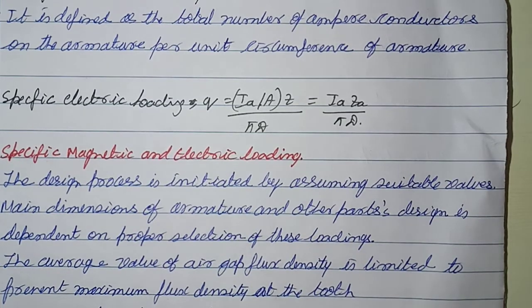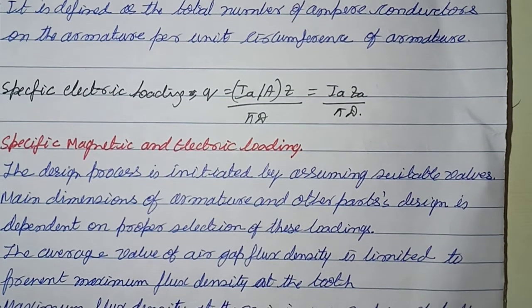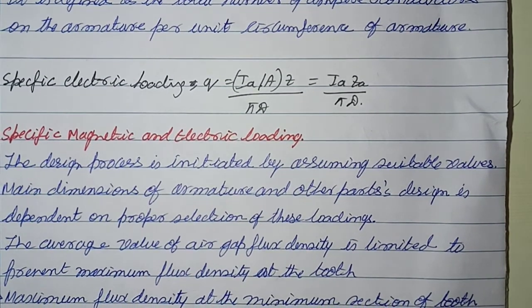Then the average value of air gap flux density is limited, to prevent maximum flux density at the tooth. So now we get some limitations. The average value of air gap flux density we are speaking of is nothing but BAV, that is the B average, the specific magnetic loading. So it has its limitation. What is it limited by? It is limited by the flux density at the tooth.